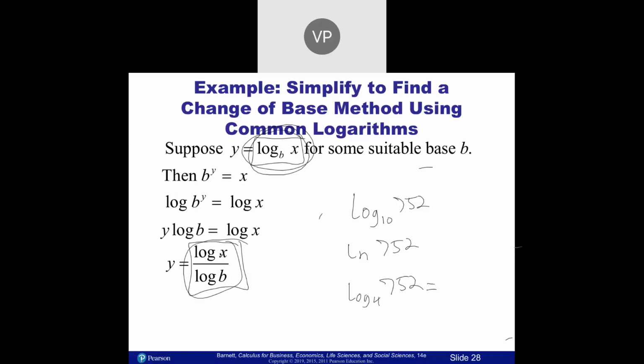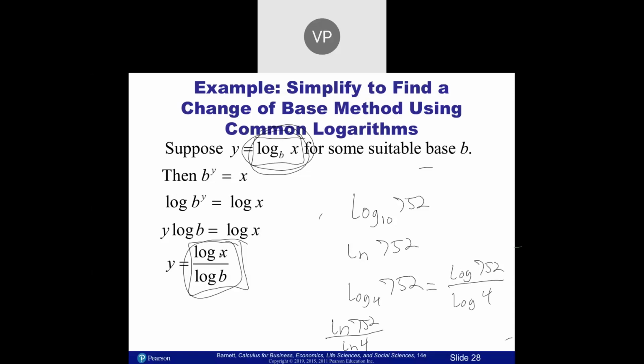So I can rechange this as log base 10 of 752 over log base 10 of 4. It's like the old base gets moved in there. Or I can make it natural log of 752 over natural log of 4. I can change it to any base I want as long as it's the same base on top and bottom.